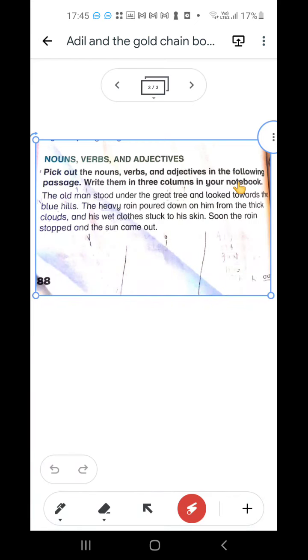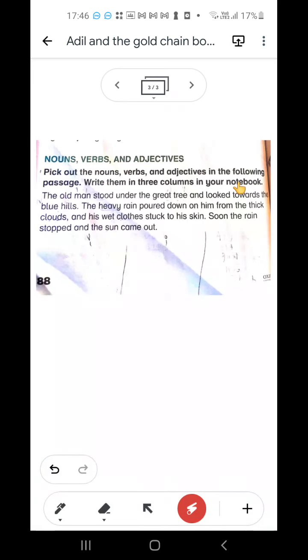So let me read the passage first. The old man stood under the great tree and looked towards the blue hills. The heavy rain poured down on him from the thick clouds, and his wet clothes stuck to his skin. Soon the rain stopped and the sun came out. Okay, let's find out the nouns first.